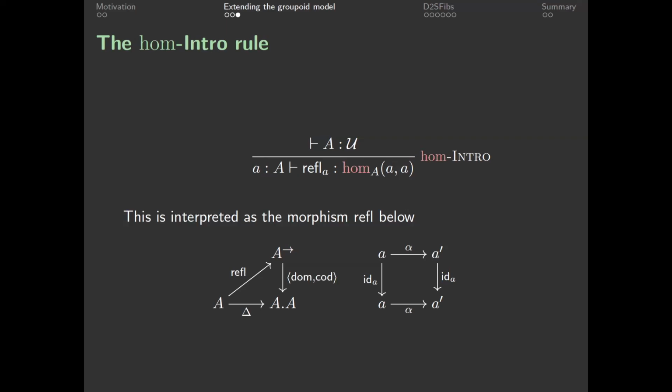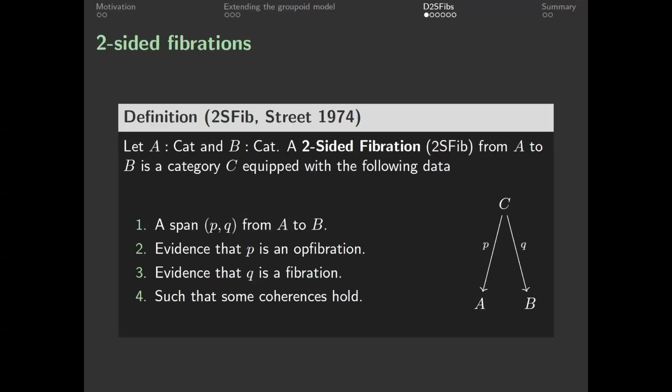Now this works as an interpretation for the category model. But we have to think a little bit about what we have just done. What we have just done is to assign, for each profunctor A op times A to Cat, some display category that lets us pull back like this. This notion has already been quite studied and was introduced by Street, and the definition is as follows. Given some category A and some category B, a two-sided fibration from A to B is a category C equipped with the following span P and Q from A to B, that is a diagram like this, such that P is an op fibration and Q is a fibration and some coherences hold.